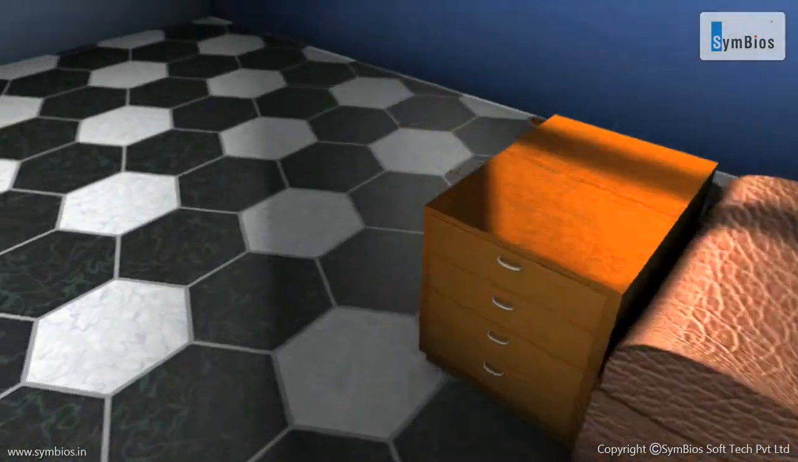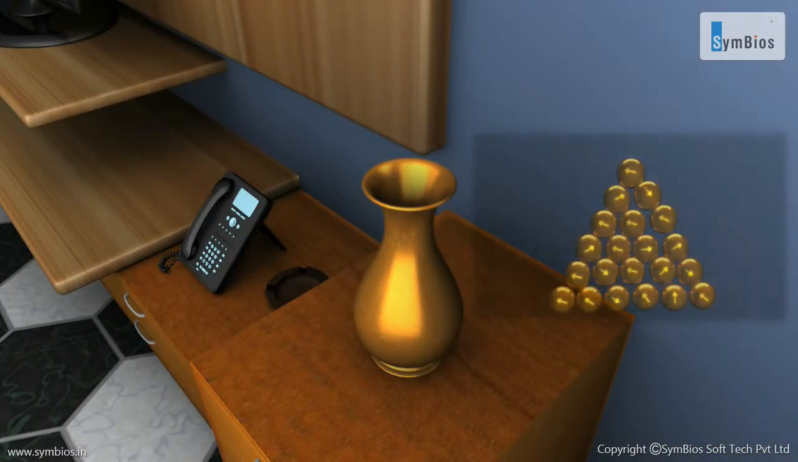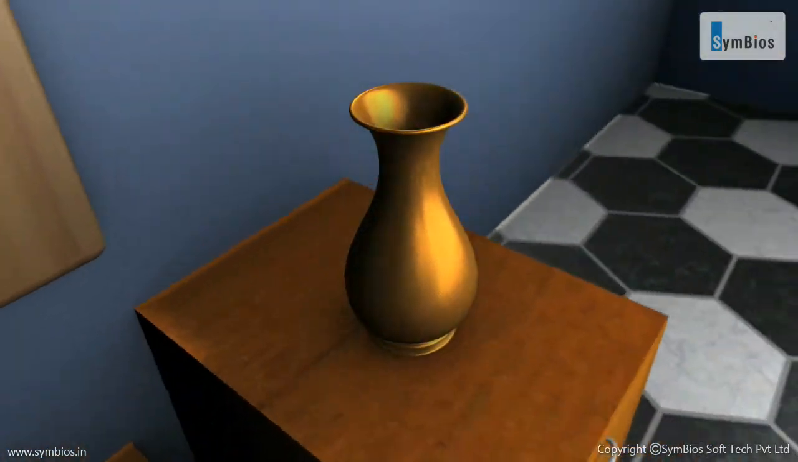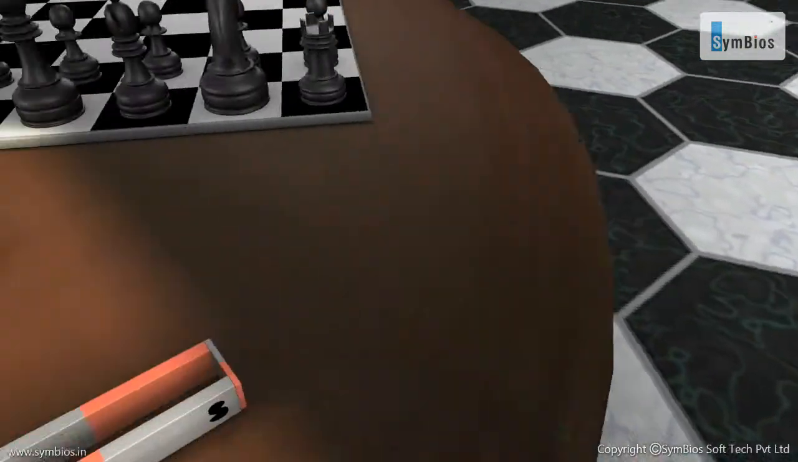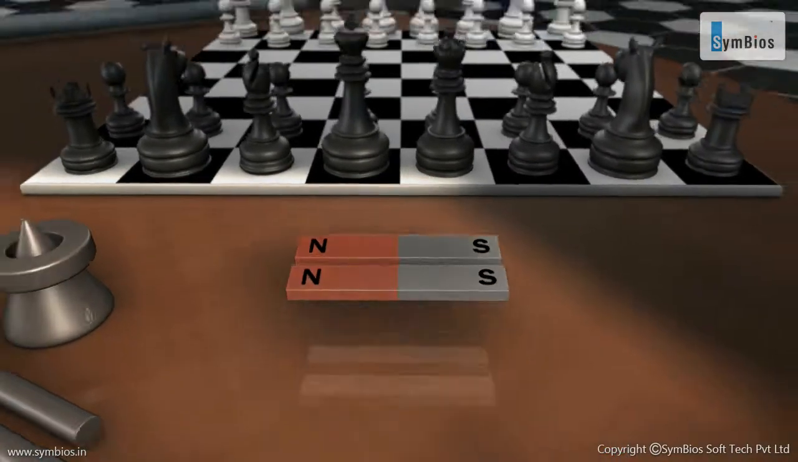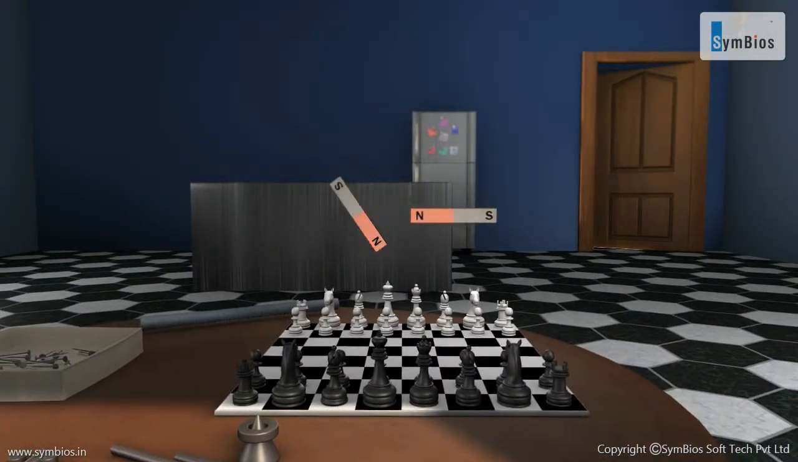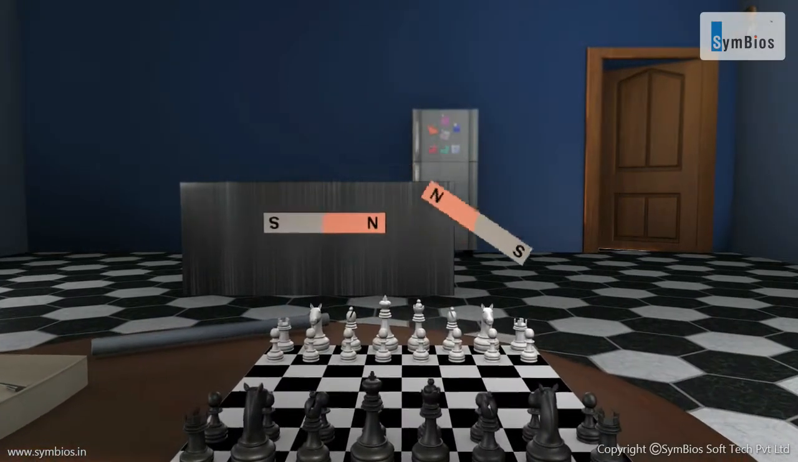In some materials like copper, these tiny electrons never align and hence cannot be magnetized. These materials are non-magnetic. Every magnet has two poles, north and south. In magnets, like poles repel and unlike poles attract.